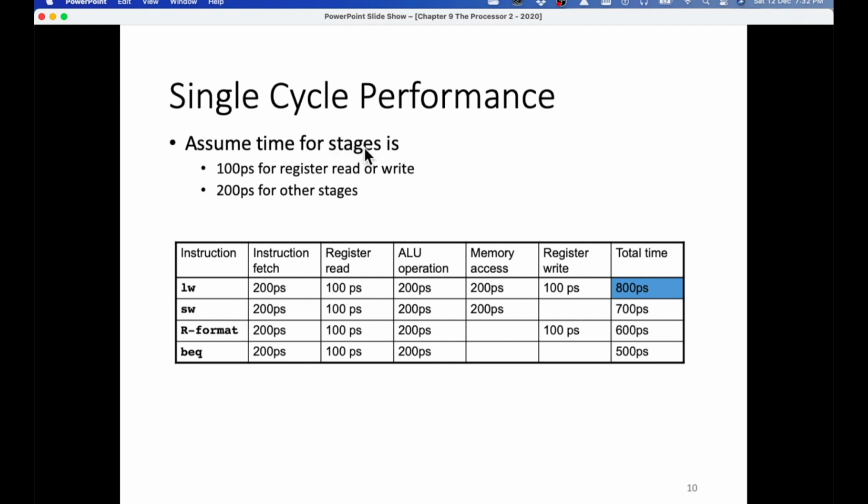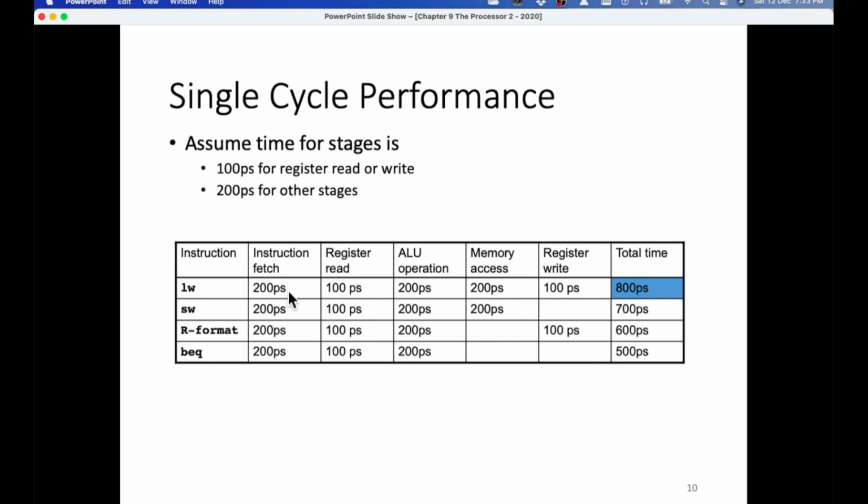Okay, let's say we have this scenario. Assume the time for stages is 100 picosecond for register read and write. So register read here, register write here. So 100 picosecond, and 200 picosecond for other stages. So for instruction fetch 200, for ALU operation 200, and for memory access 200. And let's say we have load word instruction, store word, R format instruction, and branch instruction.